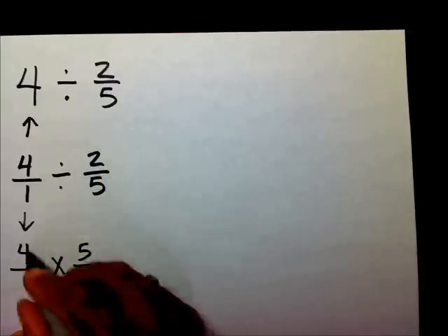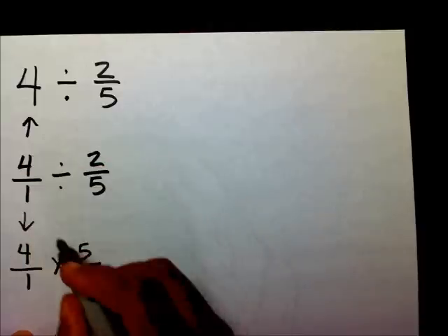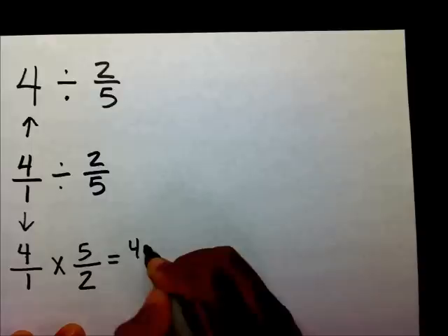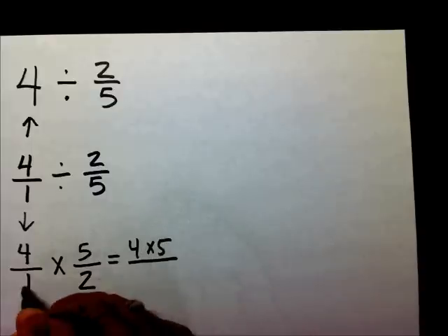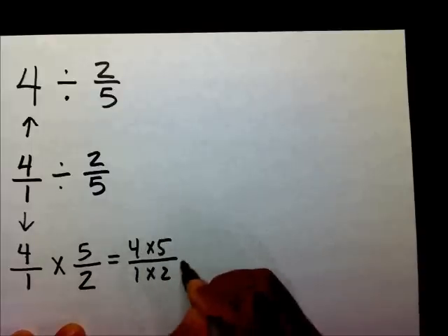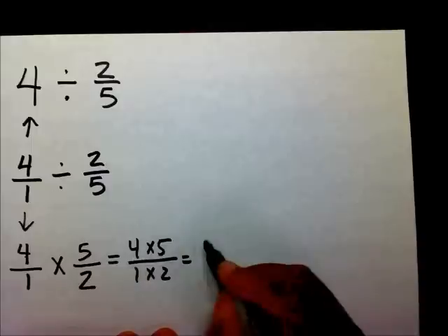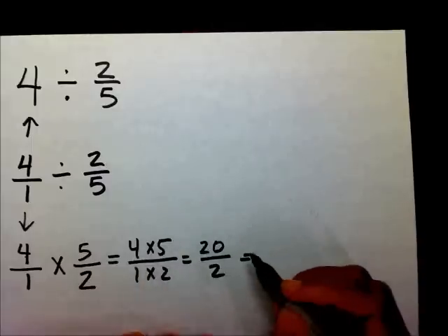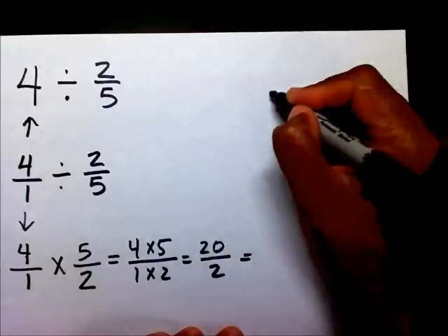Now I've changed this division problem into a multiplication problem. So 4 times 5 and 1 times 2. 4 times 5 is 20. 1 times 2 is 2. So I need to take 20 divided by 2.